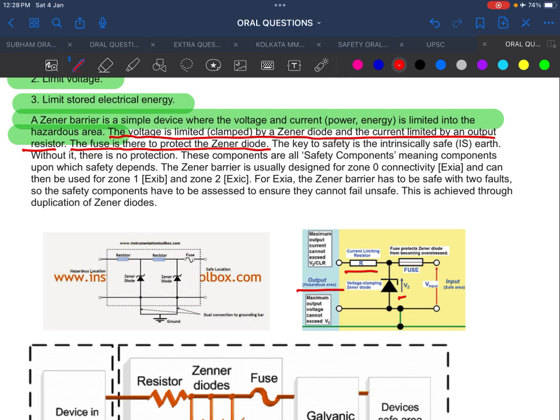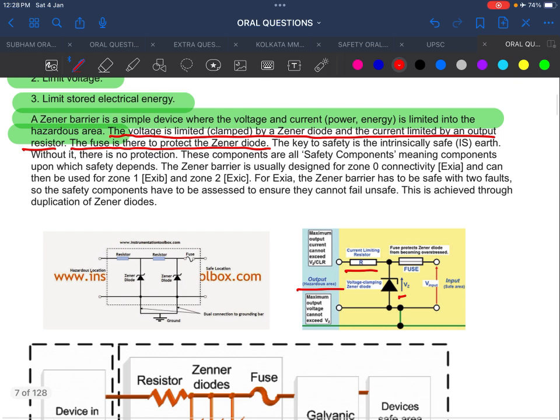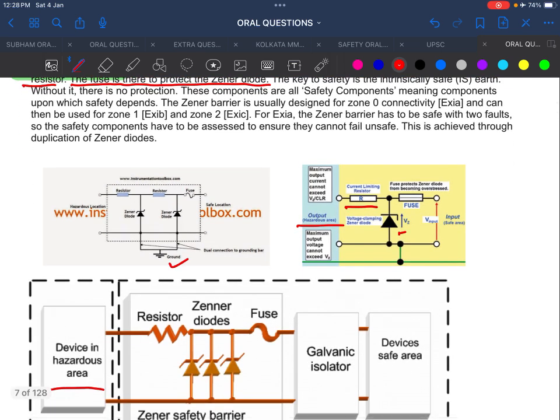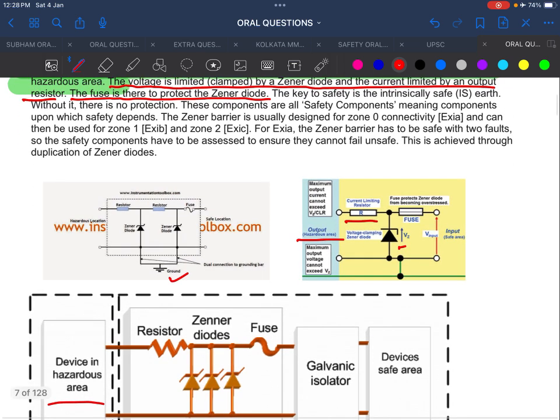The key to safety is the intrinsic safe earth, so it can do the grounding directly. Basically there are three types of zones, and that is why you see here 3 diodes, 2 diodes, 1 diode, depending upon the zone on the vessel. There is zone 0, zone 1 and zone 2. Zone 0 is a very dangerous area where flammable gas is always present, and zone 1 has a moderate level of flammable gas: sometimes it happens, sometimes not, but there is a chance of flammable gas. Zone 2 has a very low chance of flammable gas being present.